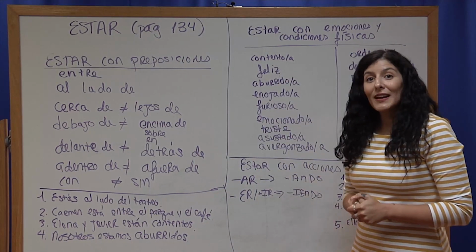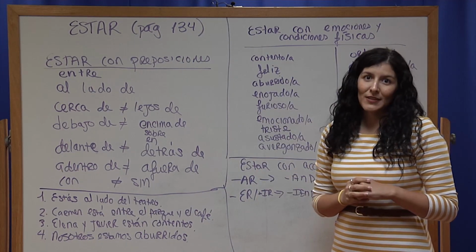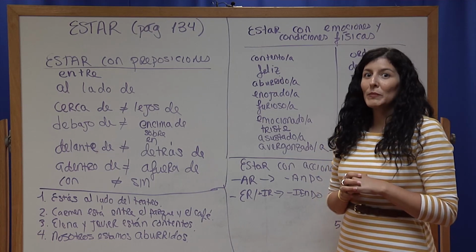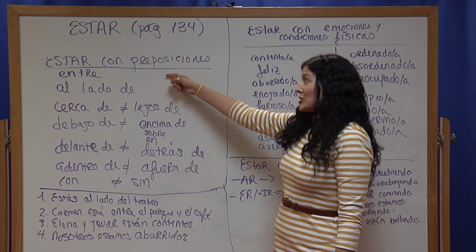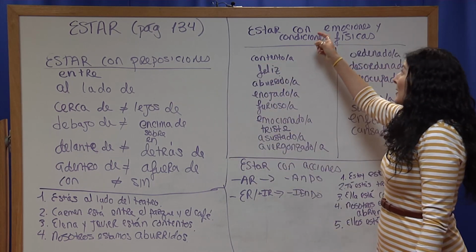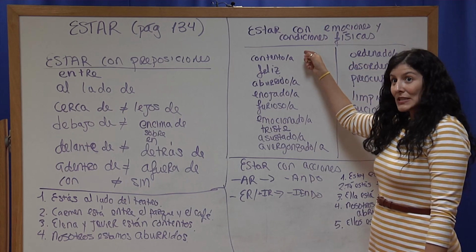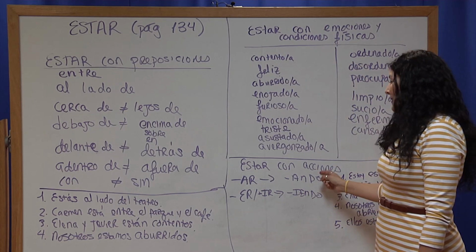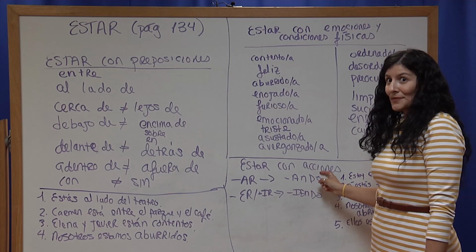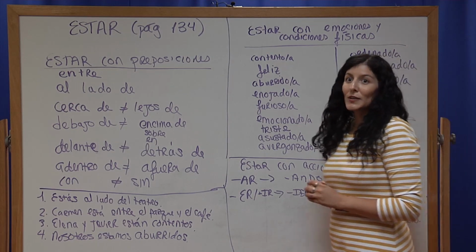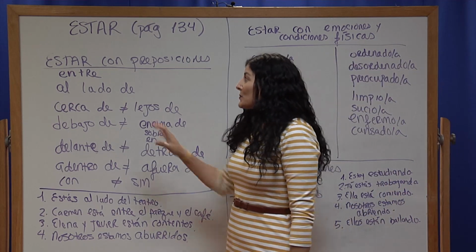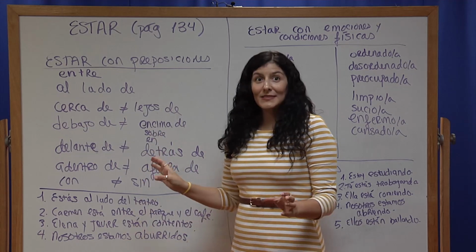Now, we would use estar for three specific situations. We would use estar when we were using prepositions, if we were using emotions or physical conditions, or if we are talking about present action. So how do each of those work? Now, each of these prepositions, we can use estar with.